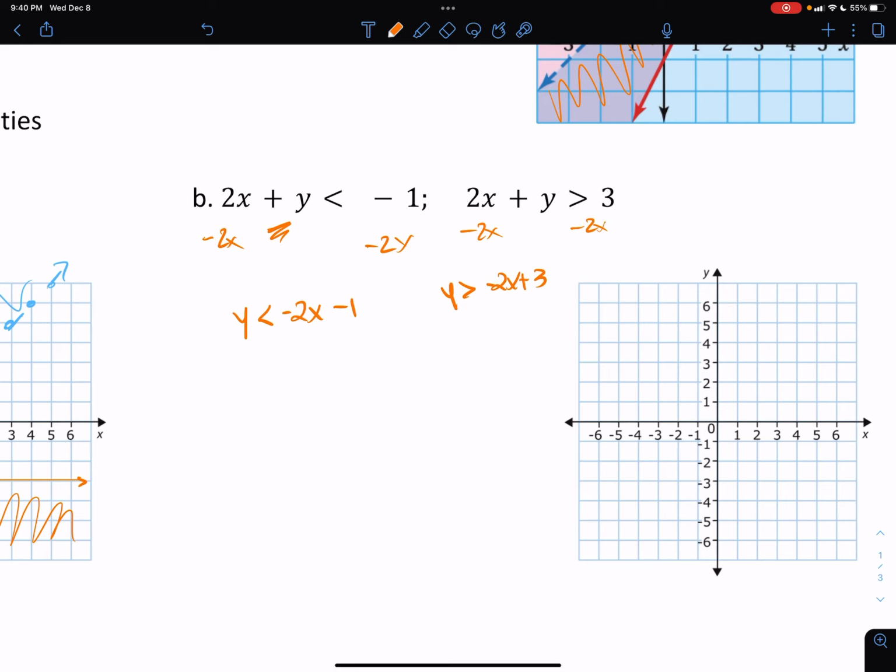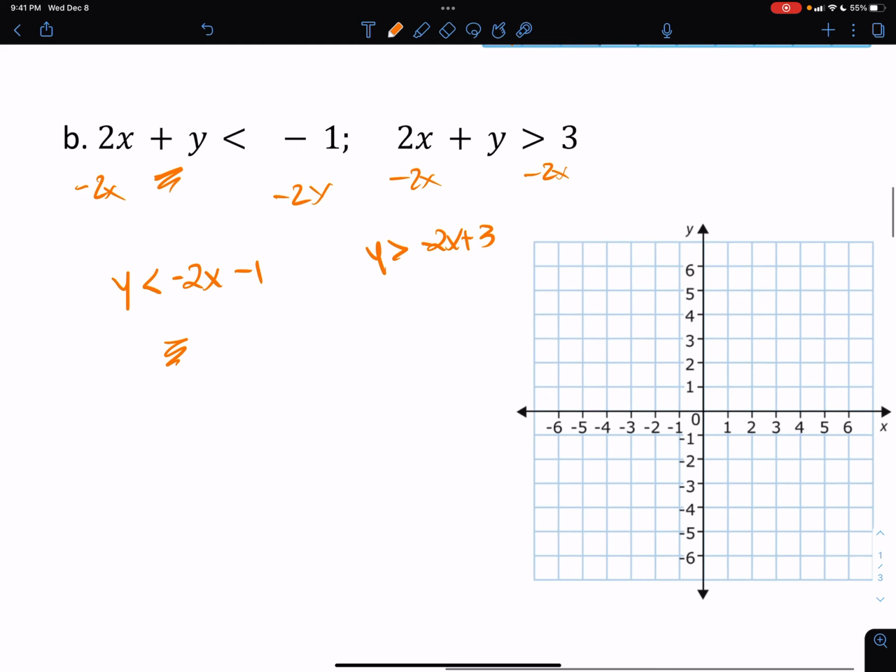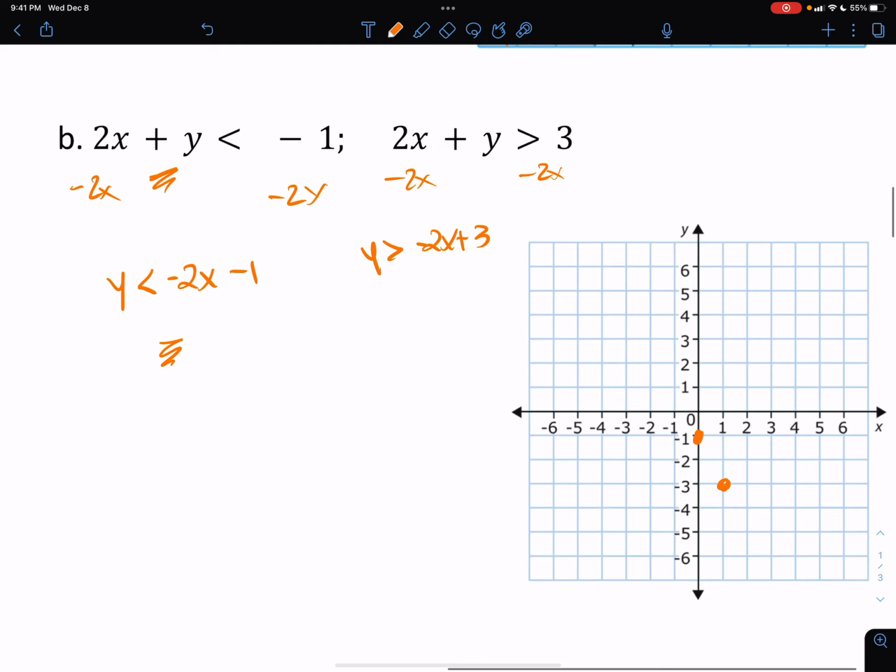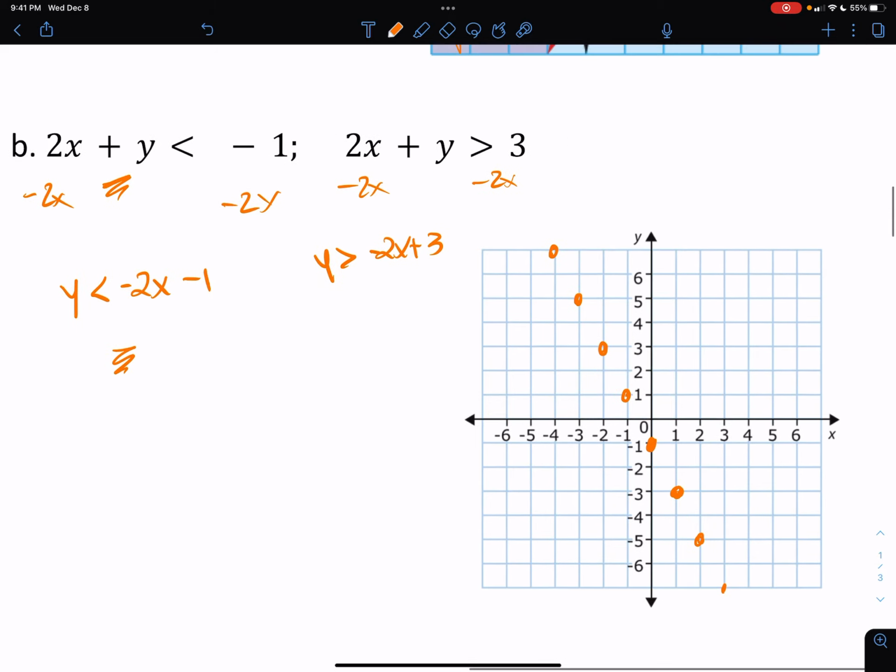Okay, so if I'm going to graph it, let me graph this in orange. So negative 2x minus 1, so it looks like it's going to be like this, right? But negative 2 is my slope. Whoops. So that means it goes like this. Negative 2, negative 2. So it should look like this. It is going to be a dashed line.